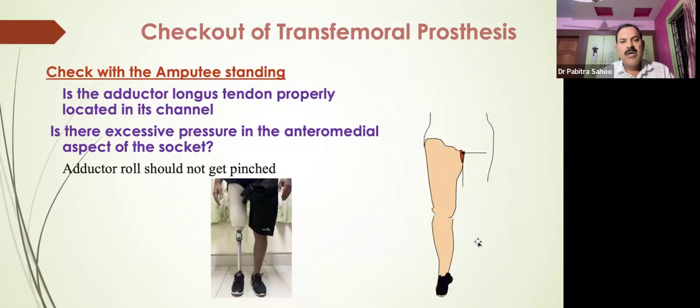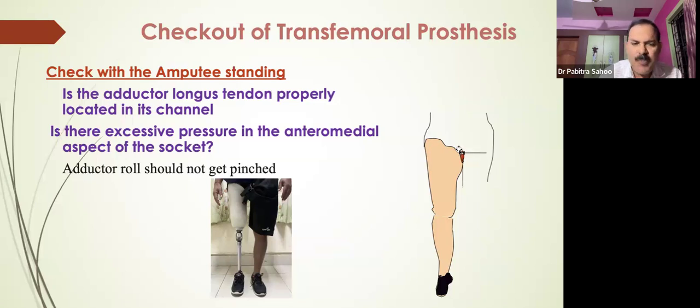Then check whether the adductor longus tendon is properly located in its channel or not. You can see this picture. This is the adductor channel, a clearance given in the medial wall of the socket. So whether the adductor roll is properly fitted into that or not. Is there any excessive pressure in the anteromedial aspect of the socket which is impinging the adductor longus? If the adductor longus starts impinging, the patient will have pain and discomfort, a short stance, and an abducted gait. The patient will always try to keep the limb in an abducted position to relieve the pressure over the adductor. So you should always look for any impingement or pinching over the adductor roll.